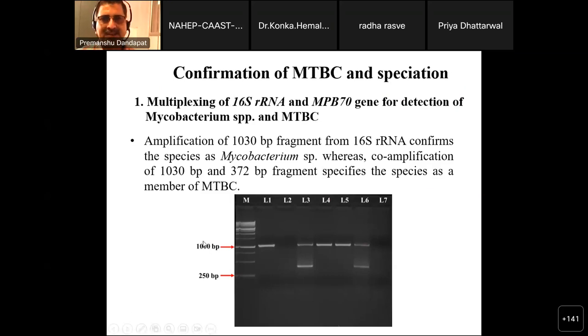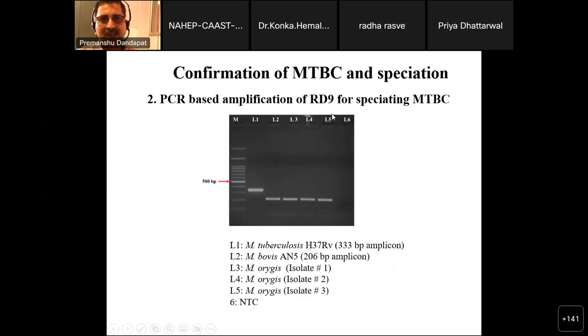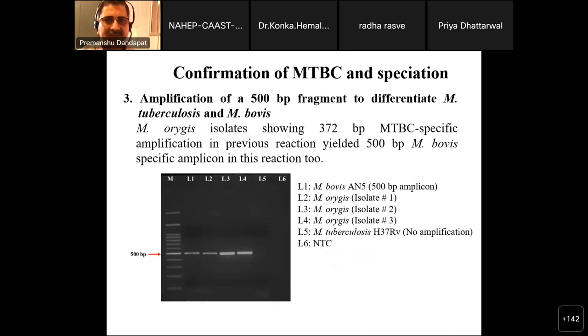And once it is confirmed as Mycobacterium species, we confirm whether it is Mycobacterium tuberculosis complex or not, based on the MPB70 gene. Once it's confirmed, then we find out whether it is of animal origin or human origin based on the RD9. RD9 is positive in the case of MTBC of human origin like Mycobacterium tuberculosis, but it's absent in Oryzes, Caffrey, Bovis or the rest of the MTBC of animal origin.